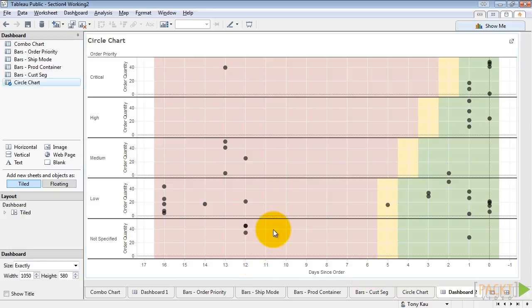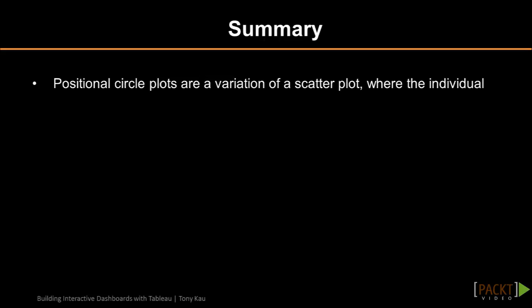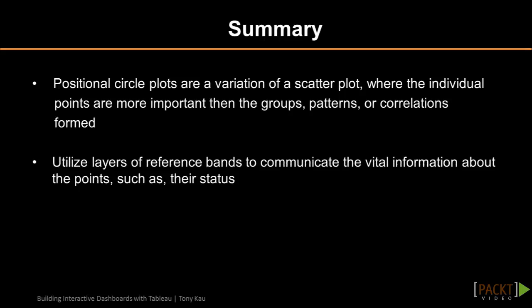For each priority level, perhaps the least useful element on the graph is the order quantity, plotted on the y-axis. You could perhaps provide an additional level of information by color coding or shape coding the circles, maybe by backorder status or location in the warehouse. So to summarize, positional circle plots are a variation of a scatter plot, where the individual points are more important than groups, patterns, or correlations formed. The layering or arrangement of reference lines is key to this viz. In the next video, we'll introduce URL actions to drive interactivity with websites using URL parameters.